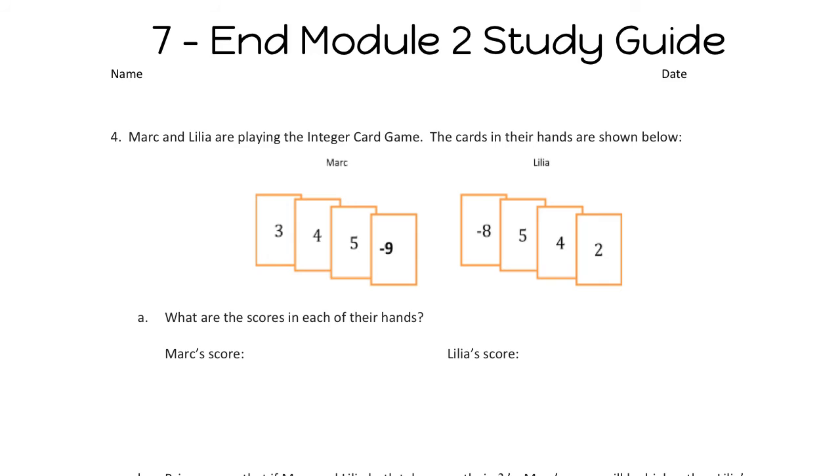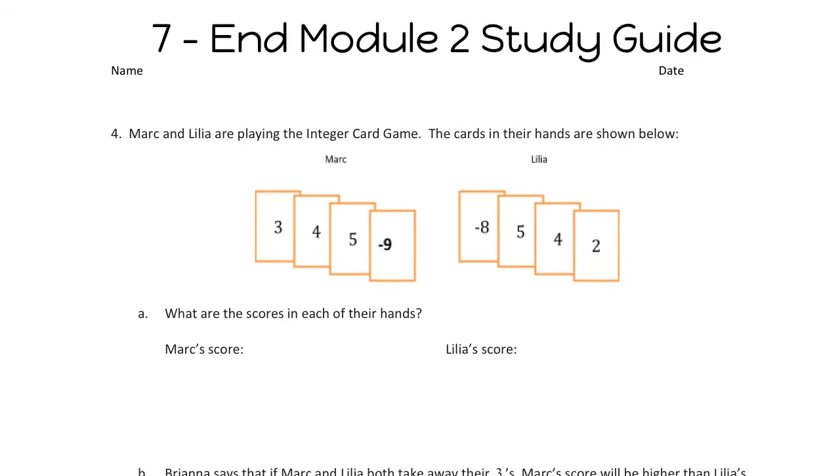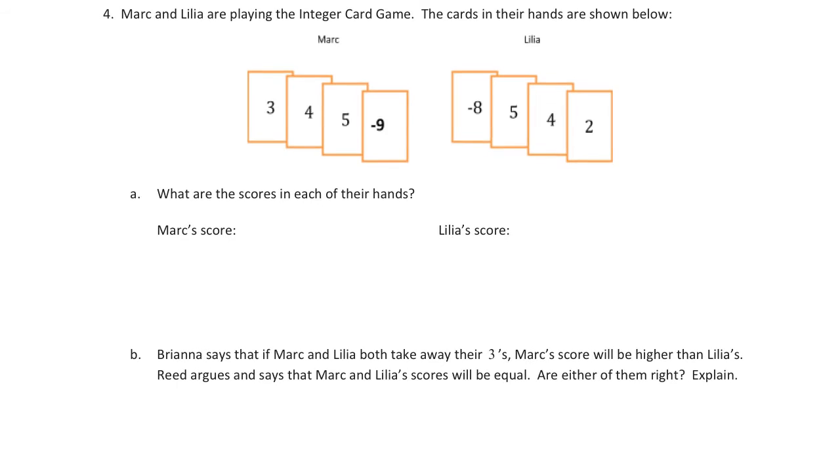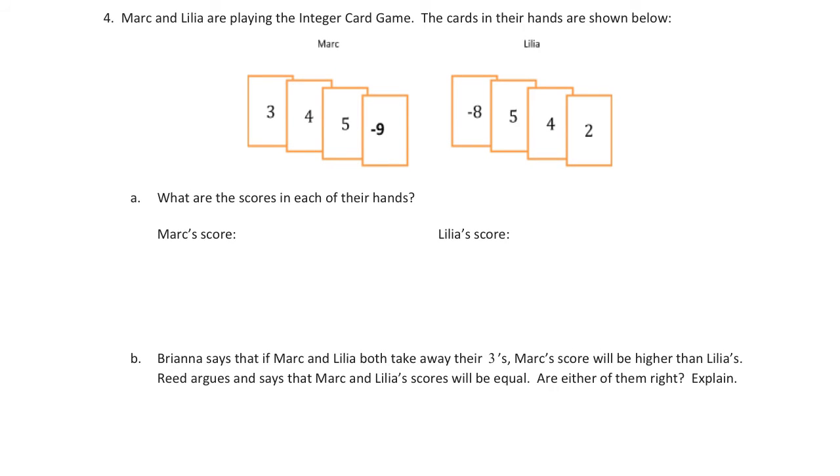All right, let's move on to number 4. Mark and Lilia are playing an integer card game. The cards in their hands are shown below. Part A is asking us what the scores are in each of their hands. When I write out this equation, I have 3 plus 4 plus 5 plus negative 9. And in Lilia's hand, I have negative 8 plus 5 plus 4 plus 2.